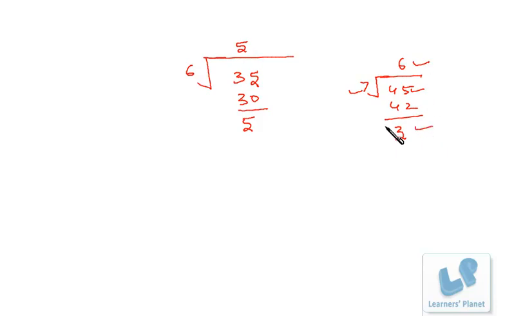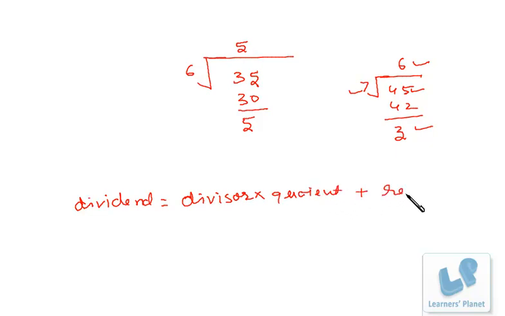Now what's that relationship? Dividend is equal to divisor into quotient plus remainder, right? Now let's take these two cases and verify this formula. Dividend over here in this case is 35, which is equal to divisor into quotient, that means this into this, plus remainder, that means this. So we get 35, right? So this formula is verified.